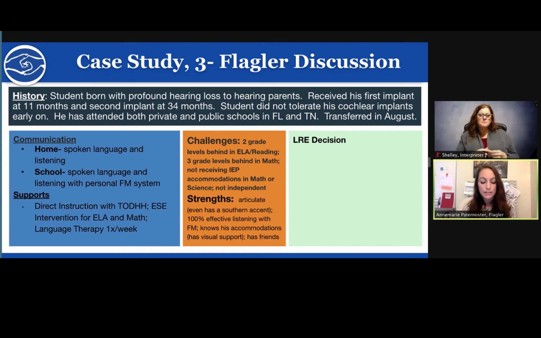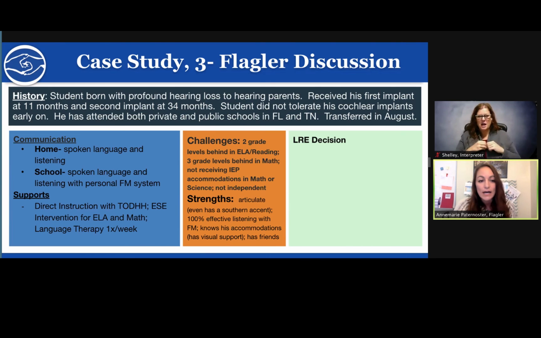Another tidbit to throw out there to kind of know what his background is. When he was in Tennessee, he did have an FM system, but they only put one receiver instead of two receivers. And they were using it on his weaker ear. So when he came to Flagler, we kind of made a different decision as far as what to do with that. But the supports he's getting now, I'll kind of keep that for the LRE decision.